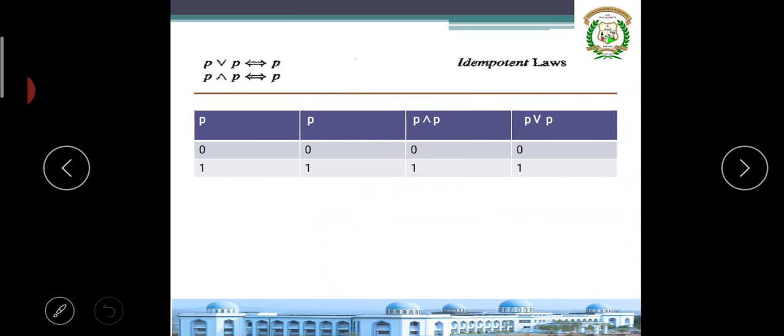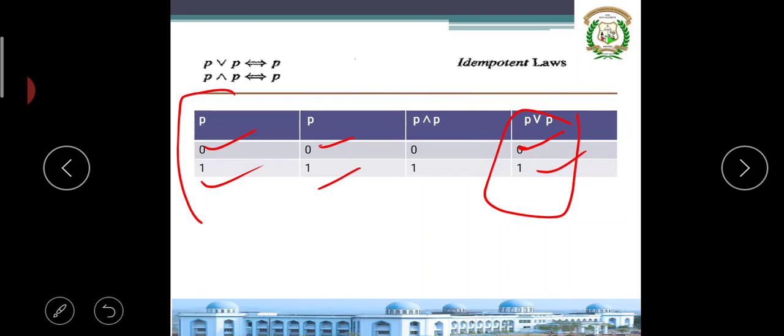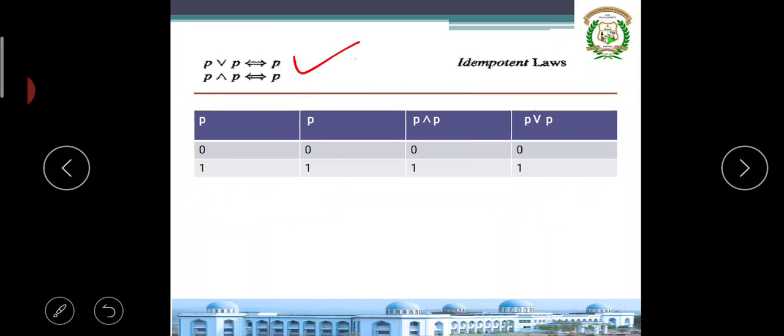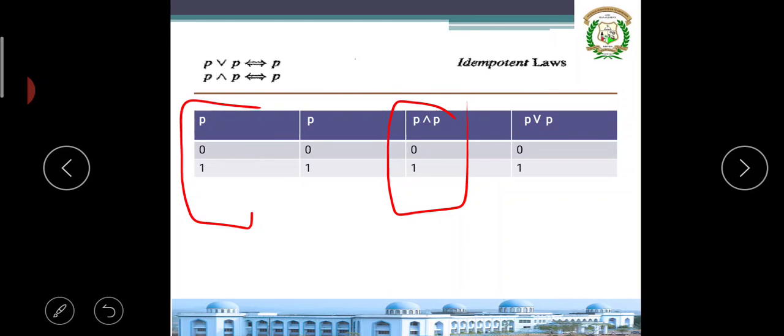Next one is idempotent law. What is this idempotent law? P or P is equal to P. 0 plus 0 is equal to 0. 1 plus 1 equal to 1. No doubt, what we got is the same as P. Carefully observe this. Next one is P and P. 0 into 0, 0. 1 into 1, 1. No doubt, the answer P and P is matching with P. So this is called idempotent law.